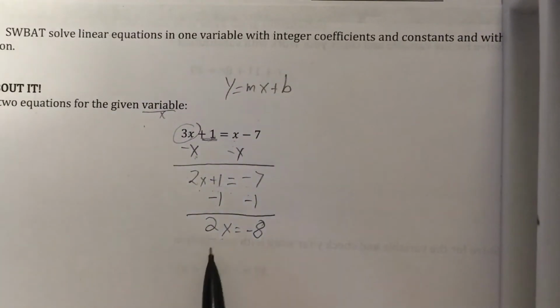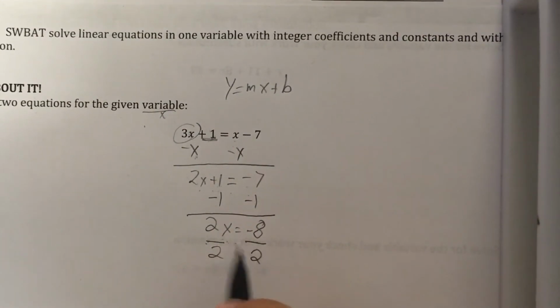Now we're almost there, but I see that we have a 2 as a coefficient in front of our x. This is the same as 2 times x equals negative 8. If I only want to know what the single x equals, I'm going to divide both sides by 2 to get rid of this coefficient. When we do that, we are left with x equals negative 8 over 2, or negative 8 divided by 2 equals negative 4.